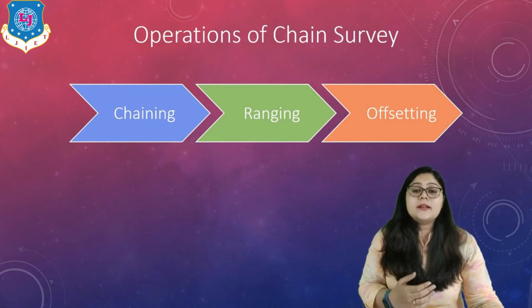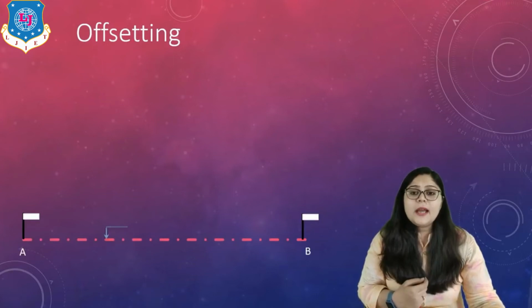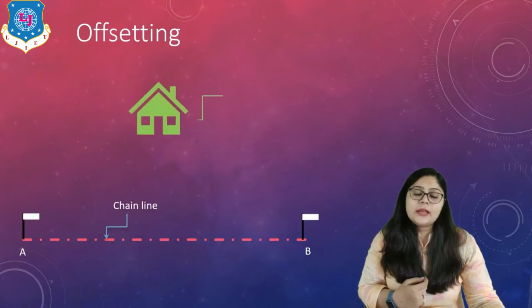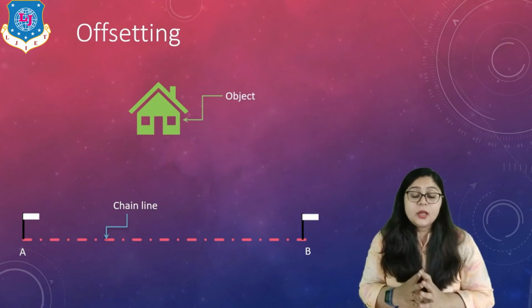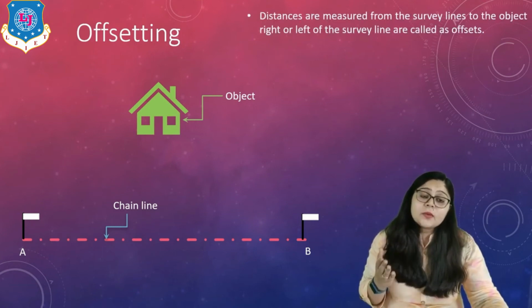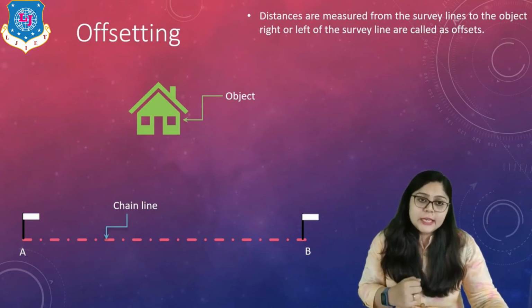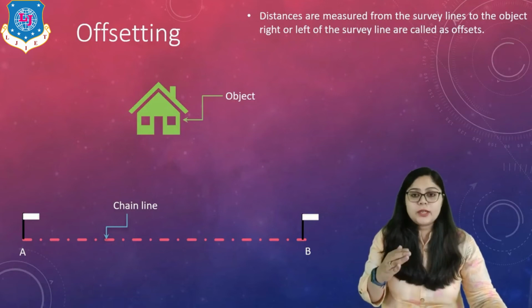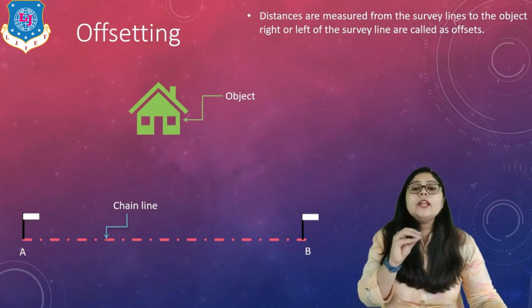Now, let's discuss the last operation, which is offsetting. To understand offsetting, let us assume that this is our station points A and B and some object is there. Suppose this is the object and this is the chain line condition. Now what is an offset? Generally, distances measured from the survey line to the object, to the right or left of the survey line, are called offsets. Here you can see only one object, but it is possible that objects are on both sides or on only one side.